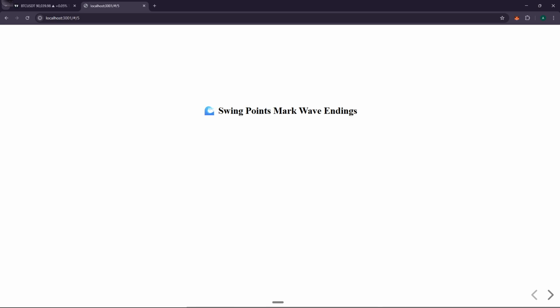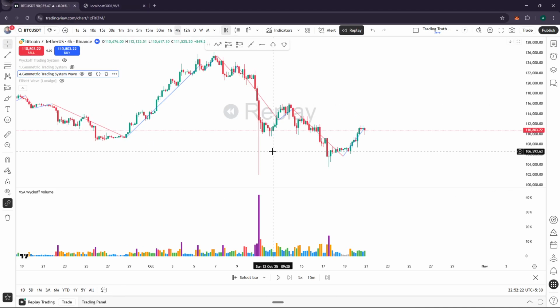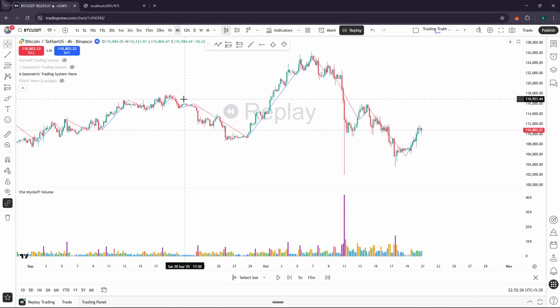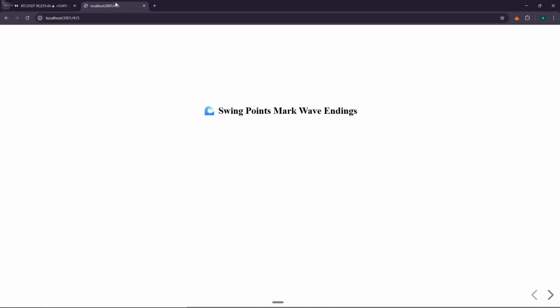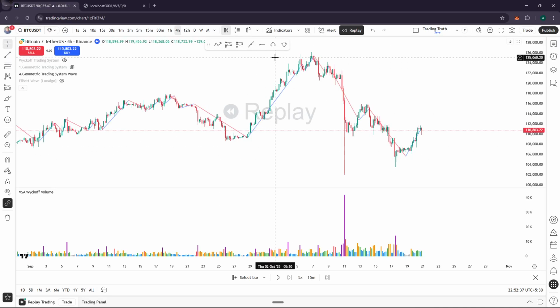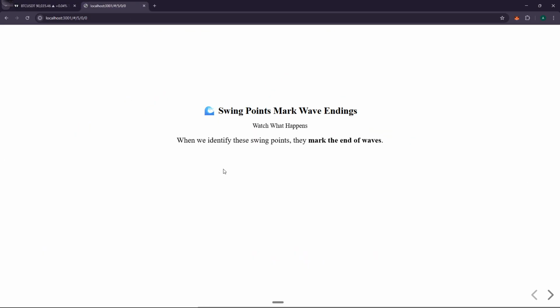So swing points mark wave endings. When the price moves in waves, once we have a swing high or swing low point, that's a confirmation of the wave ending. Once the down wave completes, the up wave starts. Once the up wave completes, the down wave starts, and so on it goes.